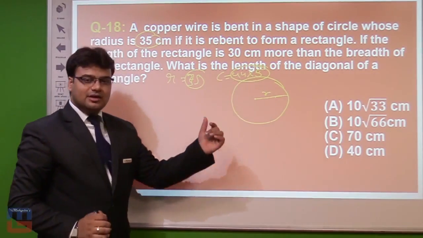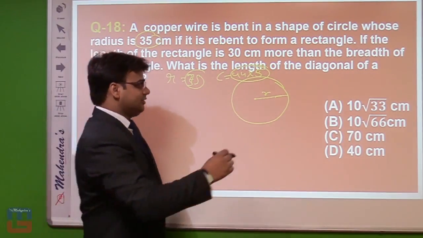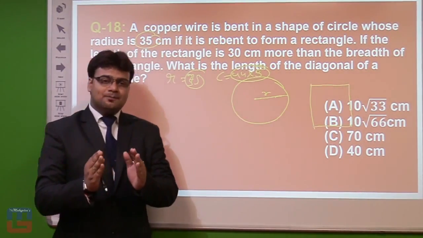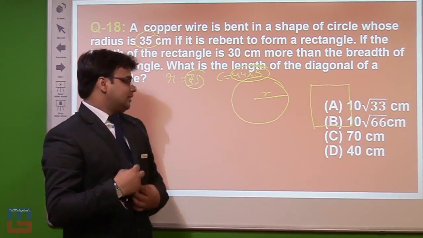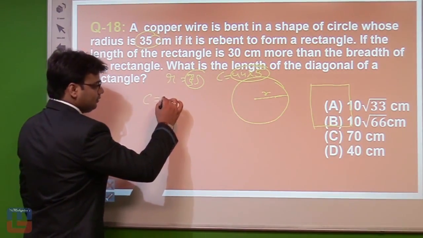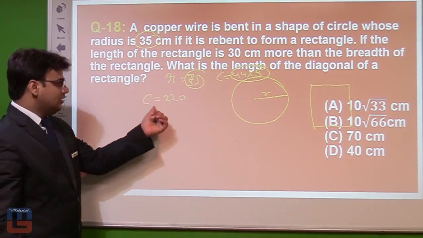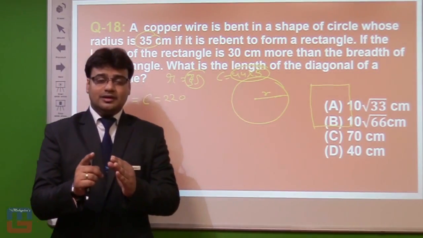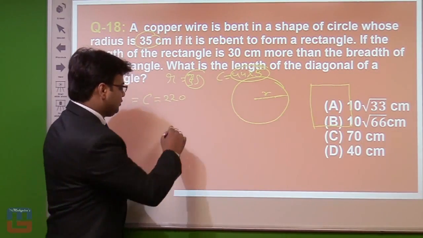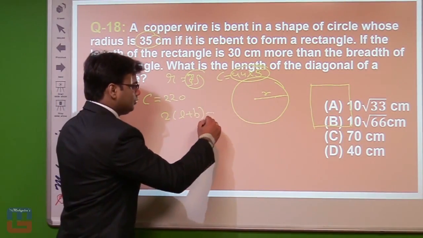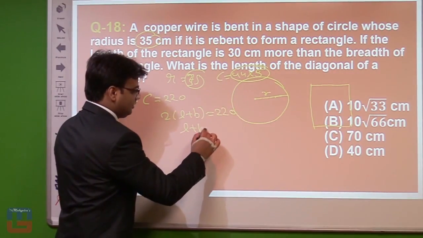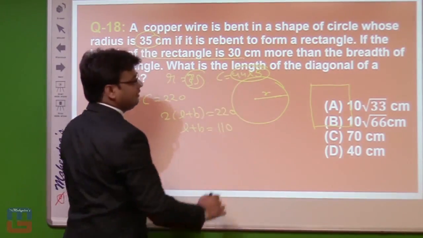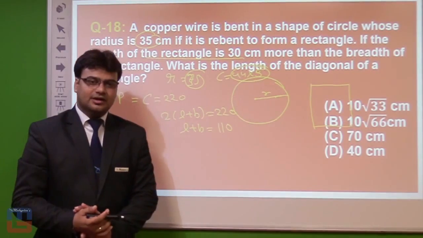When it is converted into the form of a rectangle, the circumference of the circle is equal to the perimeter of the rectangle. The circumference is 220, so 220 is equal to the perimeter of the rectangle. We know the perimeter of a rectangle is 2 times (length plus breadth). That means 2(L plus B) is equal to 220, so L plus B is 110. Another condition is that the length of the rectangle is 30 centimeters more than the breadth.